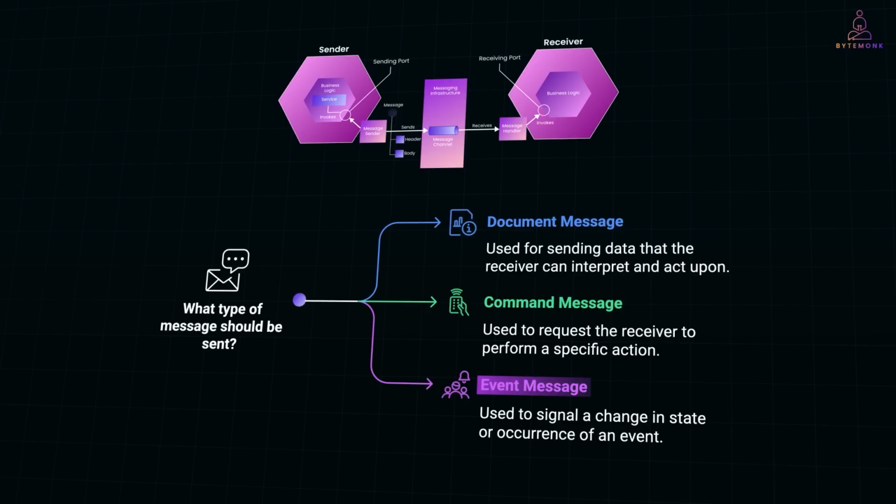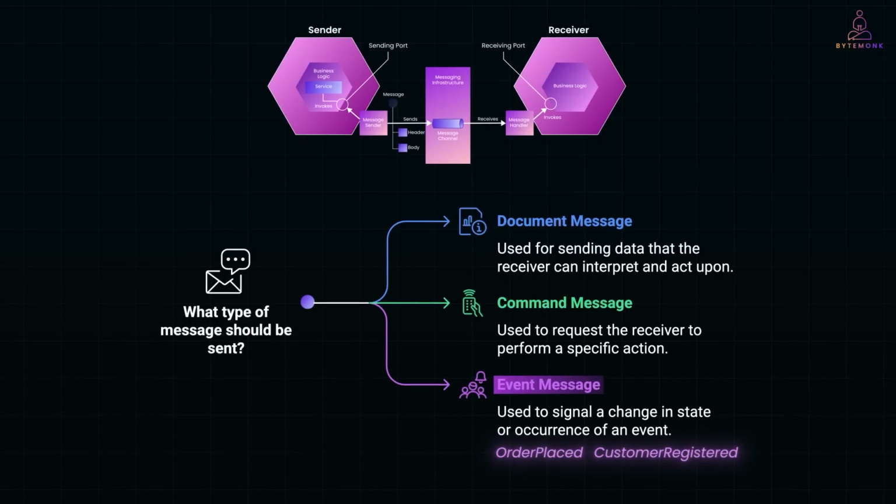Event messages are like a signal that something has happened, for example, order placed or customer registered. These are common in domain-driven design and event-driven architectures, where you want to react to changes in state. In modern microservices, commands and events are used extensively. They help decouple services and build more flexible, reactive systems.